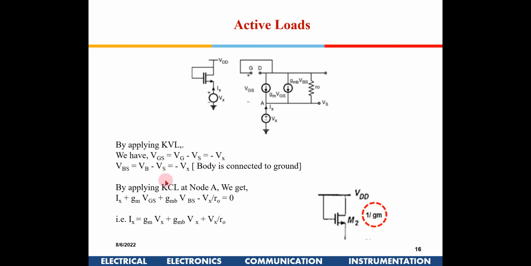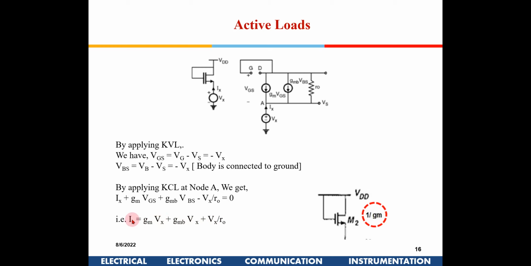Right. Now if I apply KCL at this node here, this Ix is going inside, right? All the currents are coming into the node: gm VGS, gmb VBS, and minus Vx by R0, because this is ground. So the current coming into the node will become a minus. Now I substitute VGS as minus Vx, VBS also as minus Vx. So I get Ix is equal to gm Vx plus gmb Vx plus Vx by R0.